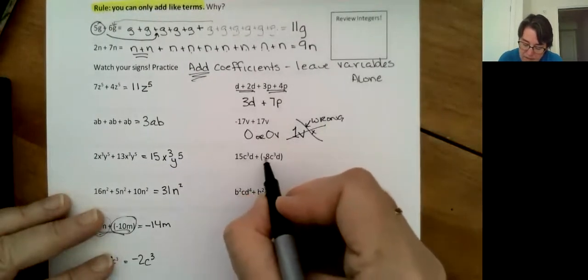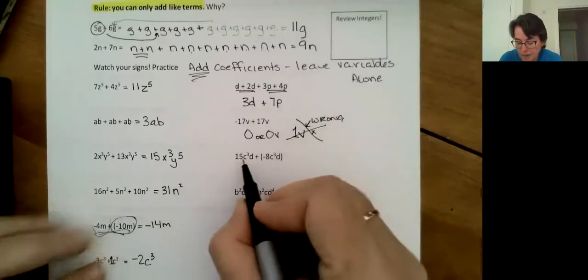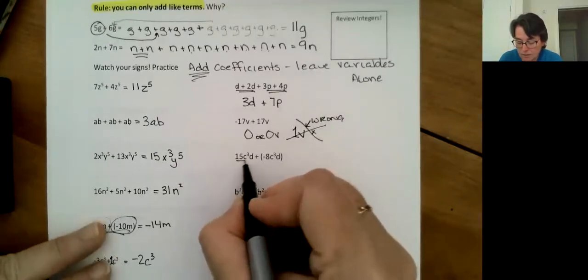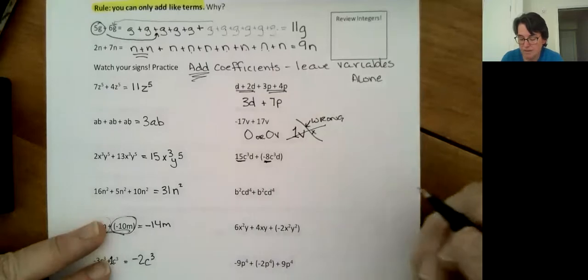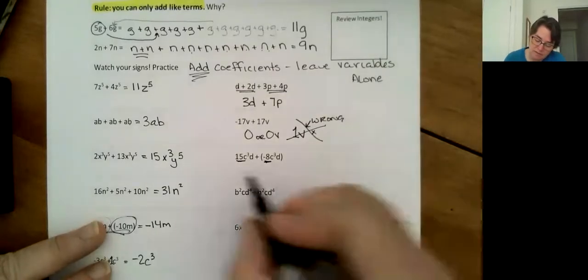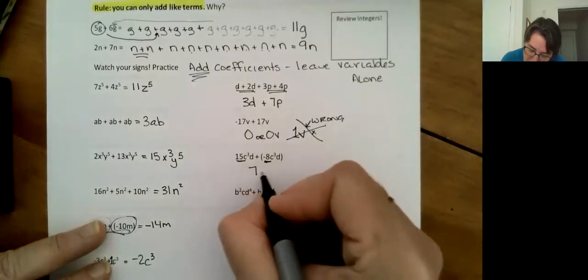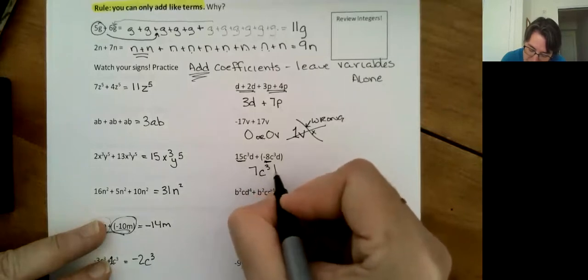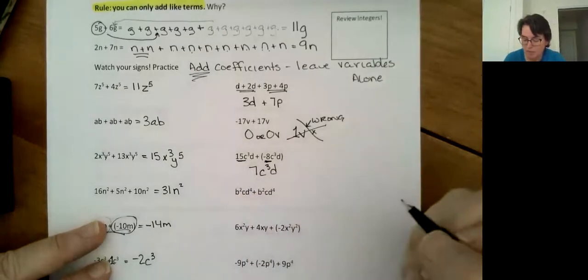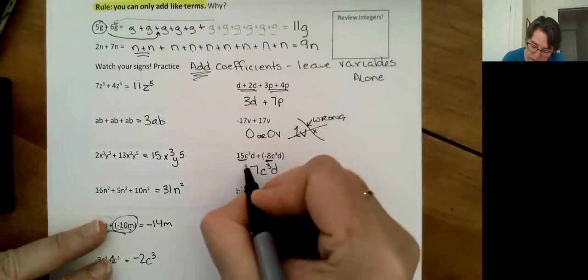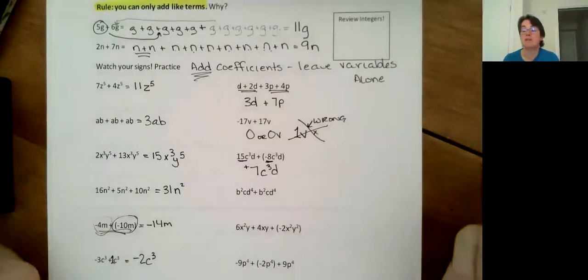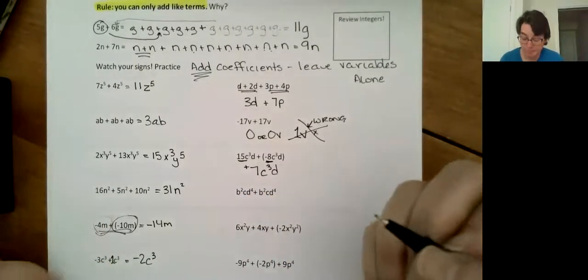15c3d plus negative 8c3d. So we have 2, we got positive, we got a minus, and we're adding them, so you subtract. 15 minus 8 is 7. And you take the sign of the bigger, which is positive. If it makes you happy, you can put a positive there, but I see no reason to.